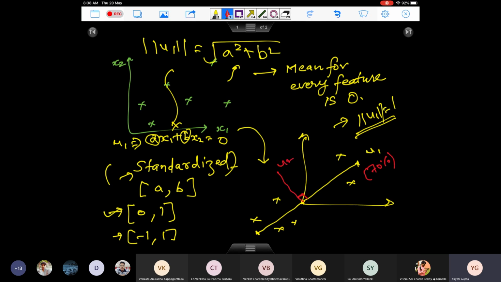The same conditions will hold. The norm of u2 will be equal to 1. And another constraint that you can see from this picture is that because these axes are orthogonal, if you take the dot product of u1 and u2, that will come out to be 0. Similar is the case with your original axes x1 and x2. These axes are orthogonal to each other, right?